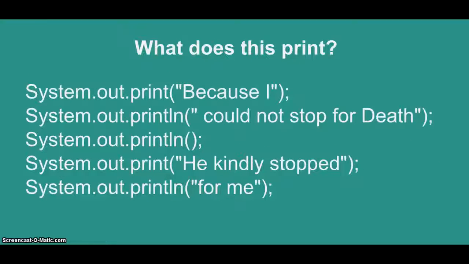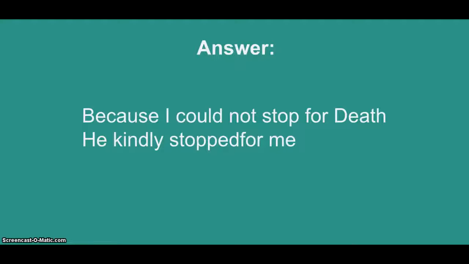As for the second assignment, you were supposed to figure out what the output from these 5 lines would be. And the answer looks like this. You'll notice that stopped and for don't have a space in between. And this was intentional. I wanted to see if you would notice a small detail like this. When it comes to coding, you really need to be able to pay attention to the smallest details. So let's go back to Codiva.